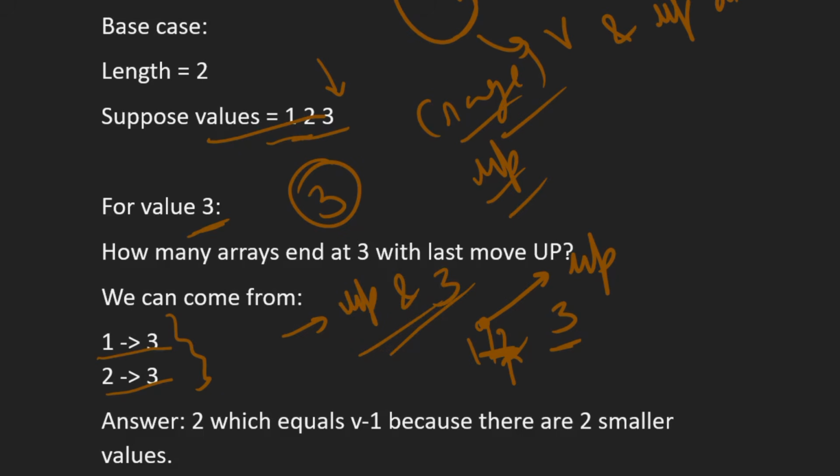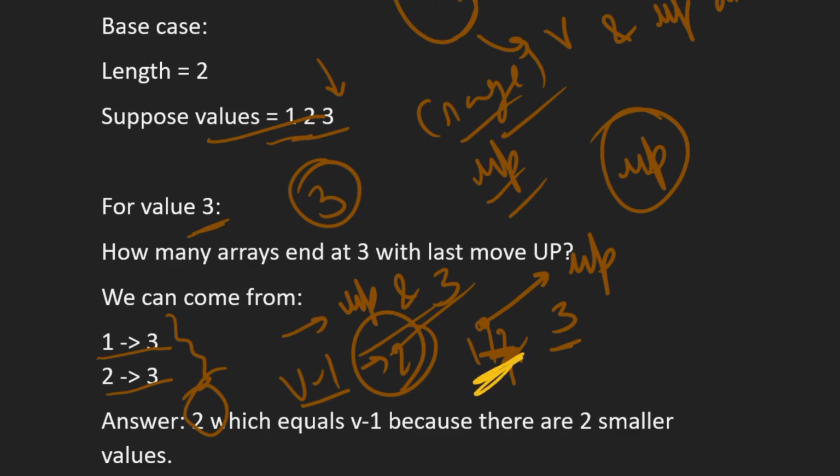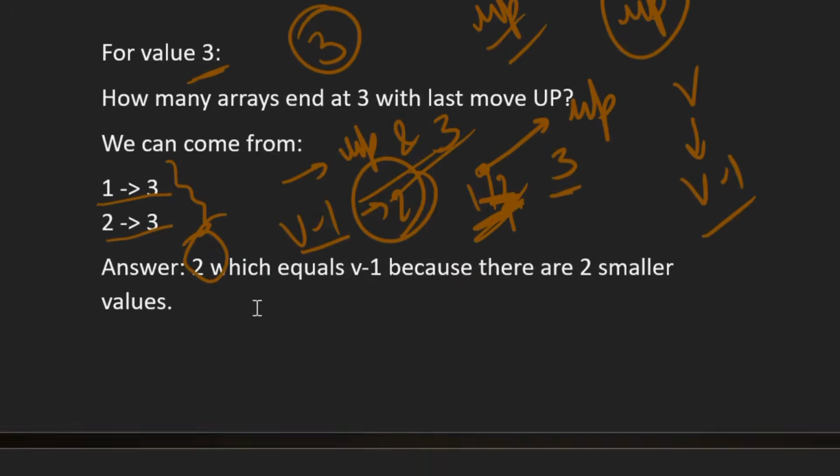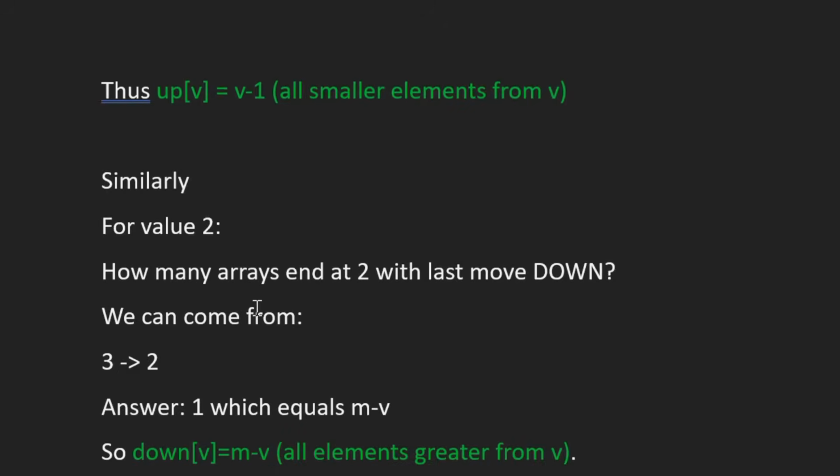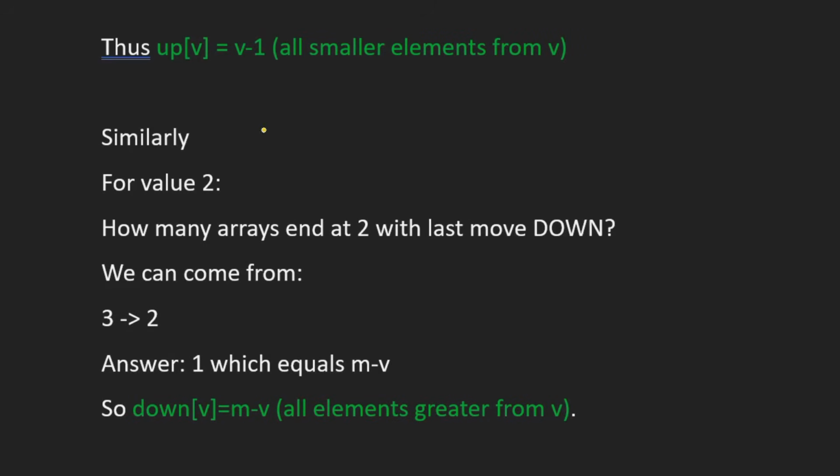So what is our answer? The answer is 2, which is v minus 1. Here v is 3 and 3 minus 1 is 2, that is our answer. Because for the up direction, we only want the smaller elements here. So if our value is v, how many elements are smaller than v? That is v minus 1. So for the base case, up of v is equal to v minus 1.